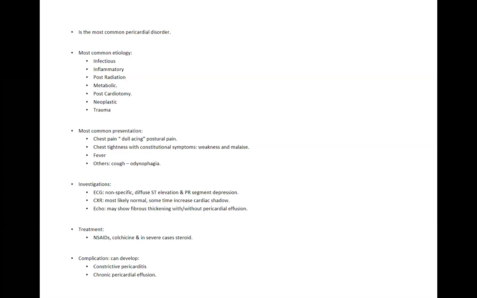How do we treat acute pericarditis? We treat it with non-steroidal anti-inflammatory drugs and colchicine. Sometimes in severe cases you can give steroids. What are the complications of acute pericarditis? The patient can go into constrictive pericarditis, and the patient can have a chronic pericardial effusion.